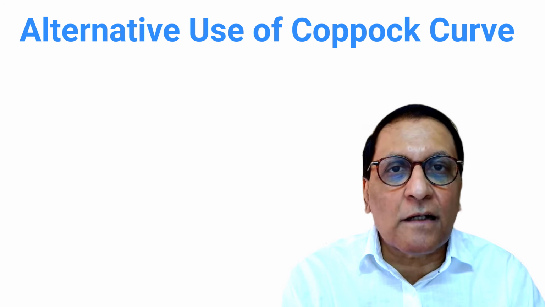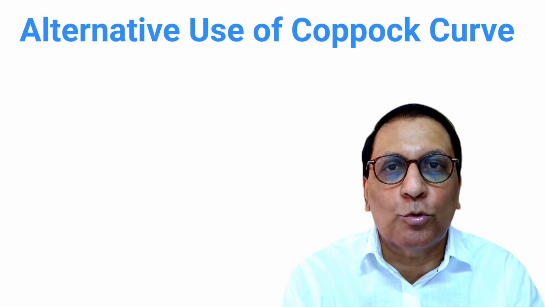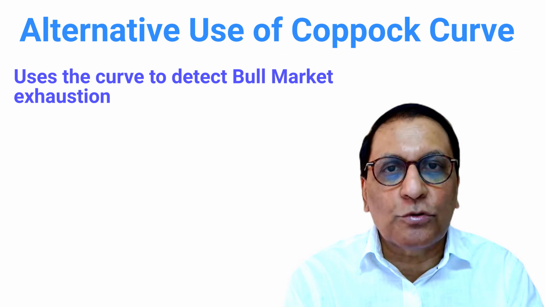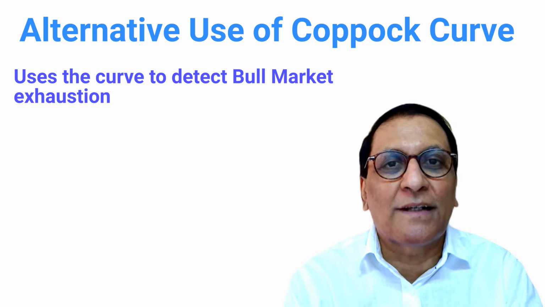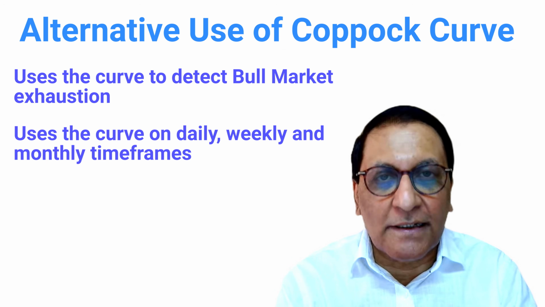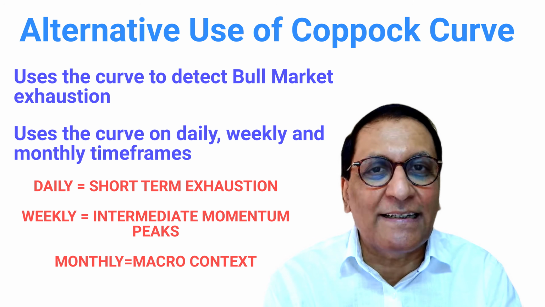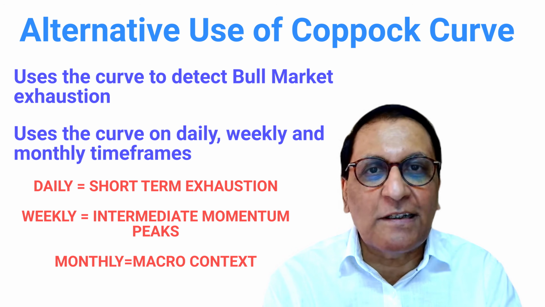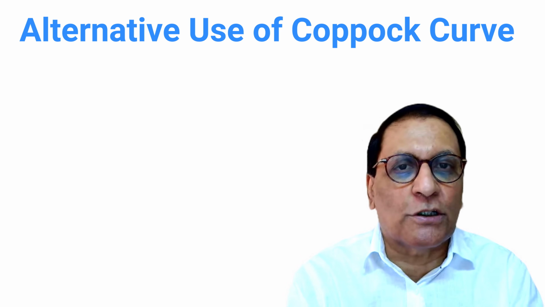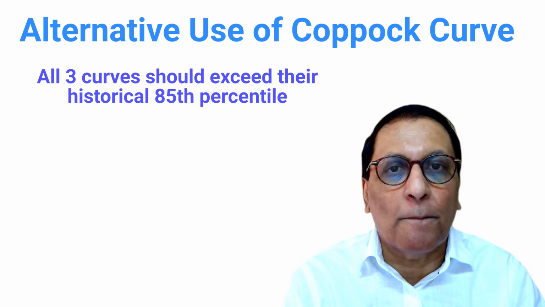An alternative and unconventional use of the Coppock curve flips the Coppock curve on its head and uses it to detect bull market exhaustion and therefore potential bull market tops. For this, we use multi-time frame Coppock curves on the daily, weekly, and monthly time frames to generate the sell signals. The daily Coppock curve gives us short-term exhaustion. The weekly Coppock curve gives us intermediate momentum peaks, while the monthly Coppock curve gives us the macro context of the market. The requirement for the potential exhaustion is that all three curves must exceed their historical 85th percentile.